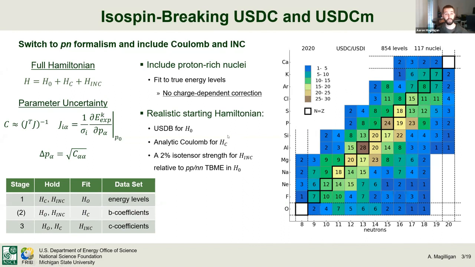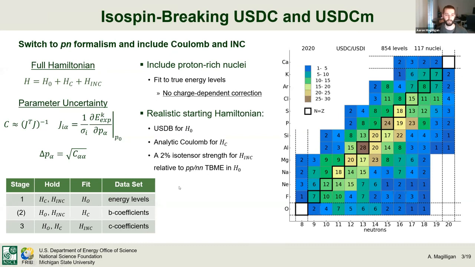And then for the fit, we start with a realistic starting interaction so that we're not wandering randomly through parameter space, and we use USDB as our starting point for our strong interaction. We have an analytical Coulomb with short-range correlations for our Coulomb interaction. And as a starting point for our isospin non-conserving interaction, we insert a 2% isotensor strength increase for the proton-neutron T=1 two-body matrix elements compared to the PP and NN two-body matrix elements in H0.